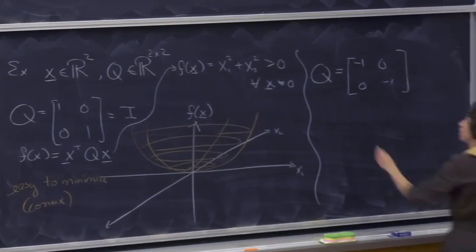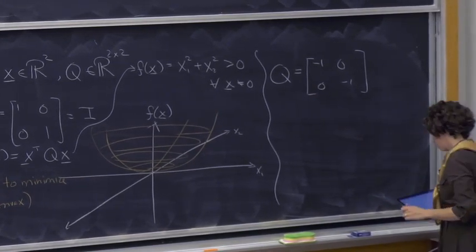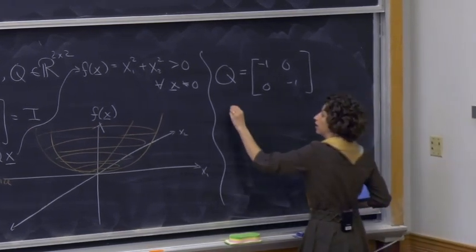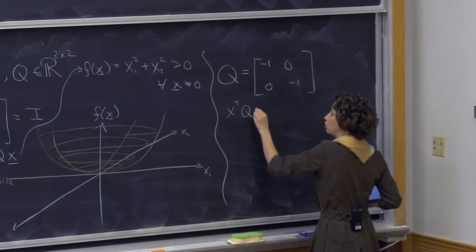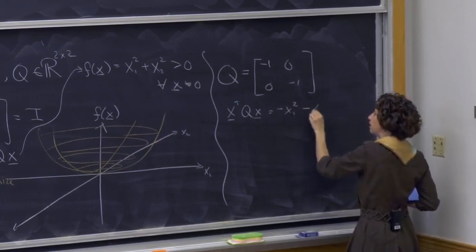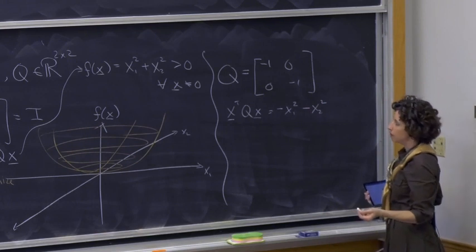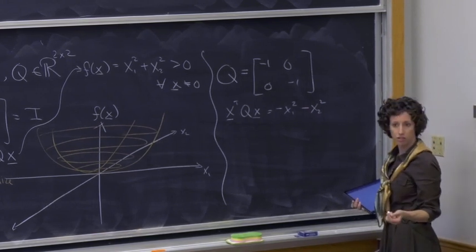Now, in contrast, here we have a different Q, and if we were to look at x transpose Qx here, this is negative x1 squared minus x2 squared. And is this going to be greater than 0 for all x?